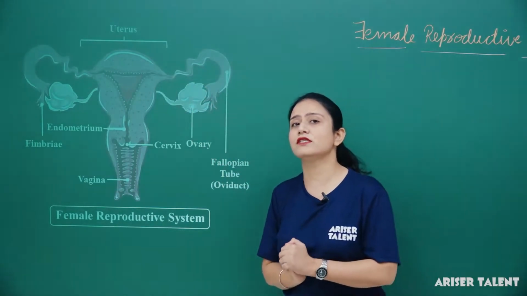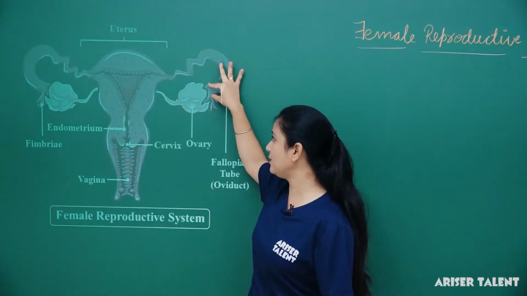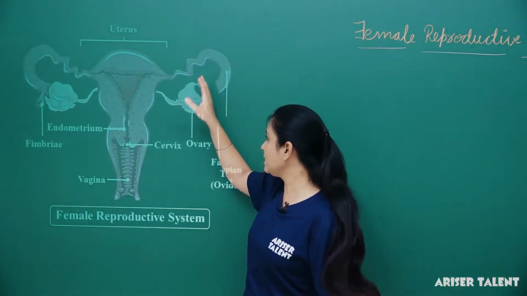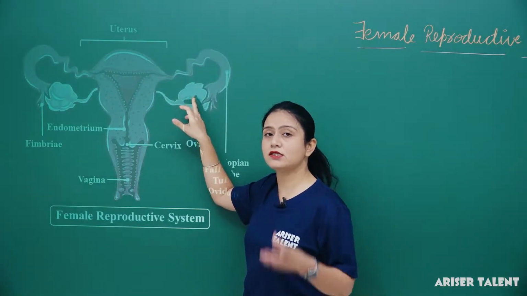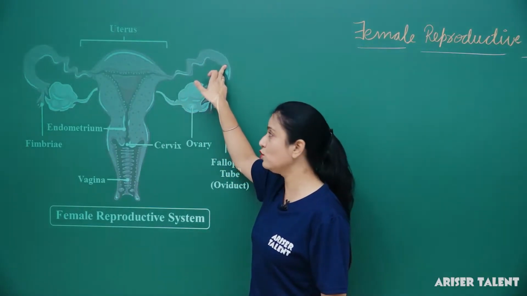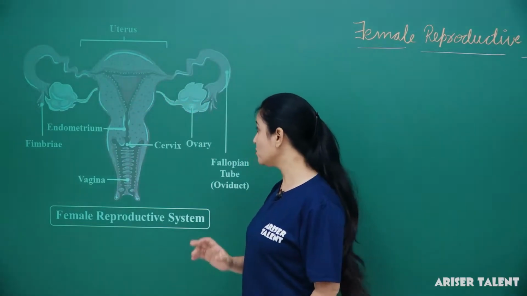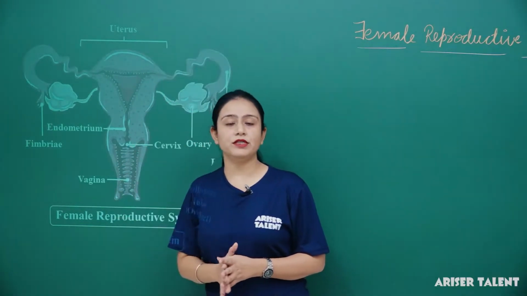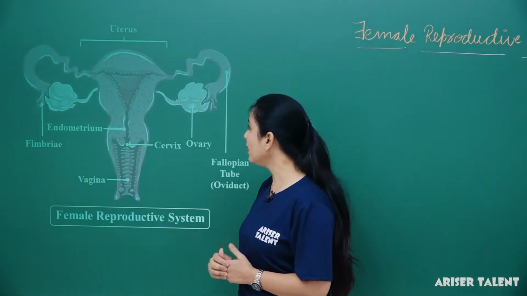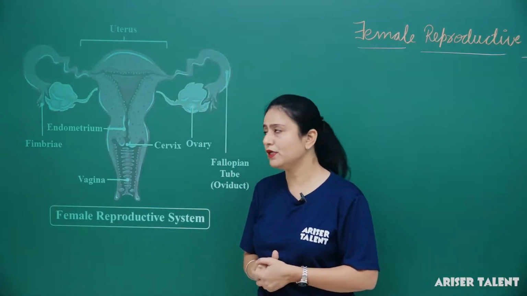What is the function of this fallopian tube? The end of the fallopian tube is open near the ovary. Whenever the ovary releases an ovum or egg, it goes into the fallopian tube, and from the fallopian tube it goes into the uterus. The fallopian tube is also the site for fertilization of the egg.